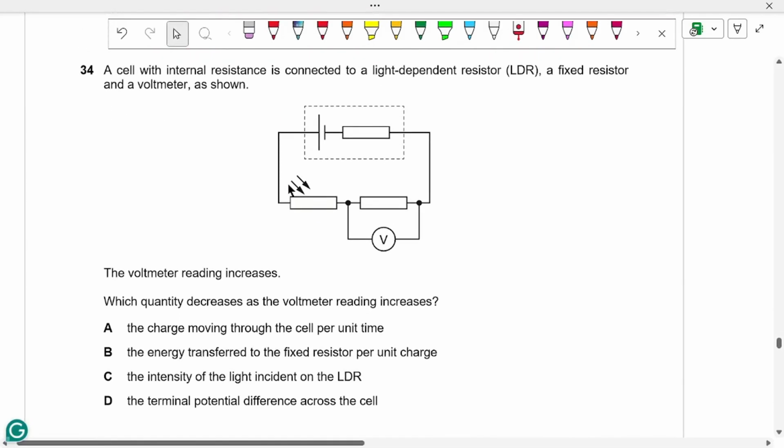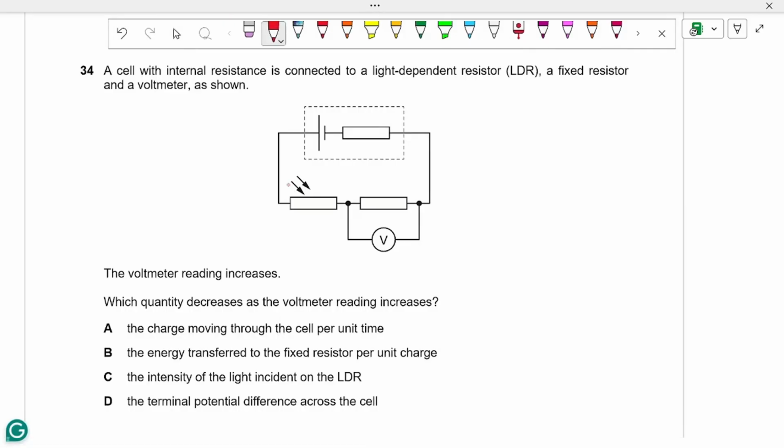Question 34. A cell with internal resistance is connected to an LDR as shown, a fixed resistor and a voltmeter. The voltmeter reading increases. So I'm seeing this reading increasing and I want to understand why. The quantity that decreases should also be justified as the voltmeter reading is seen to increase. Let's think about this. The charge moving through the cell per unit time: this is the current.